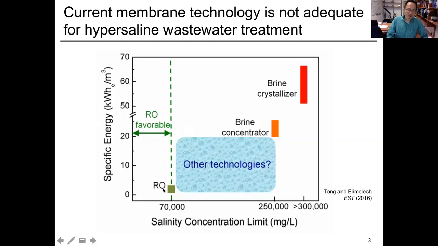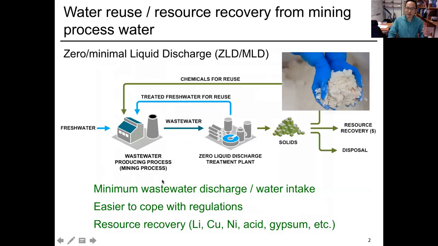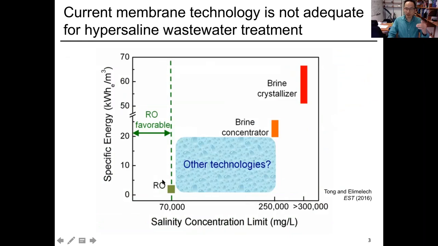As you can see here, currently the state-of-the-art technology for desalination is reverse osmosis. Reverse osmosis is very energy efficient. But the problem here is that reverse osmosis cannot handle more than 70,000 ppm of salinity, which is about twice higher than seawater. So it cannot handle very salty industrial wastewater, such as mining wastewater, when aiming for ZLD.